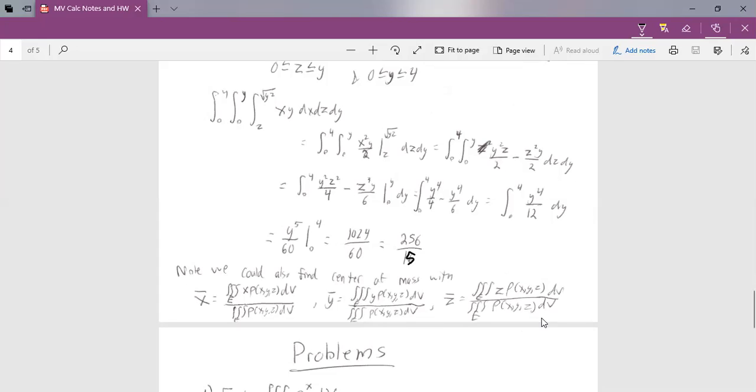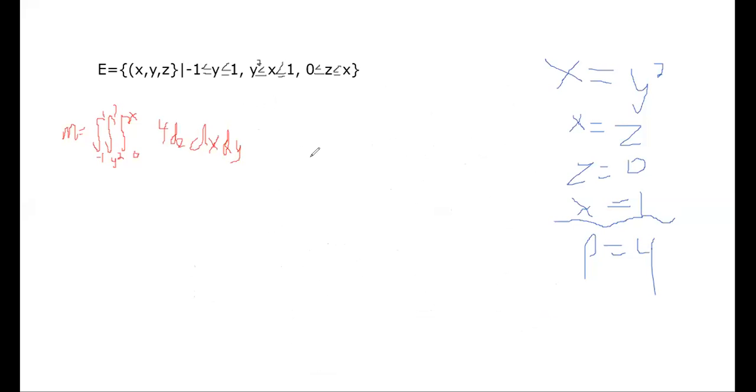So let's do one last problem where I actually show finding a center of mass. Just for the sake of the calculation not being terrible, we're only going to find one center of mass, not all three. But I've set up one more problem. Let's say that we're looking at the region bound by x equals y squared, x equals z, z equals 0, and x equals 1 with a density equation of just 4. So that's rho xyz equals 4.